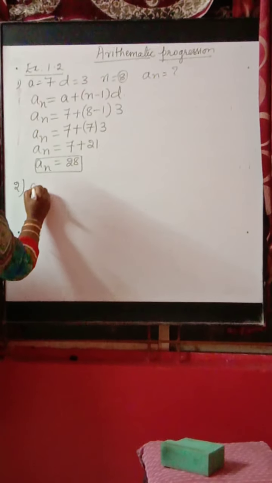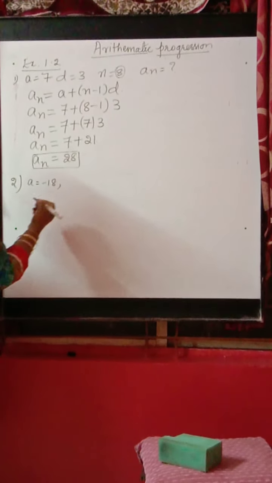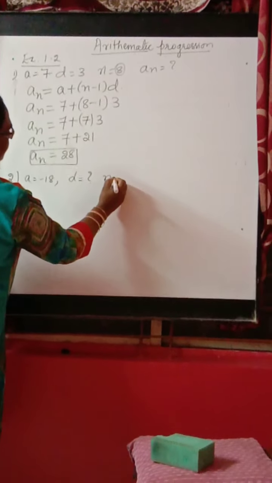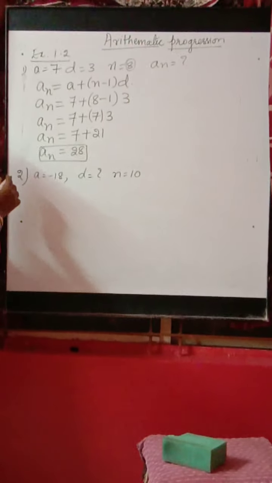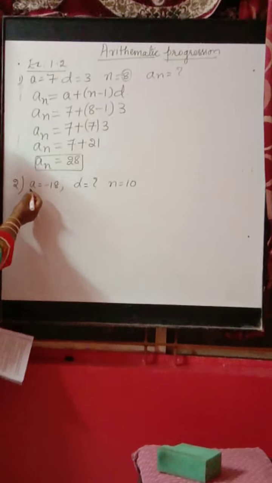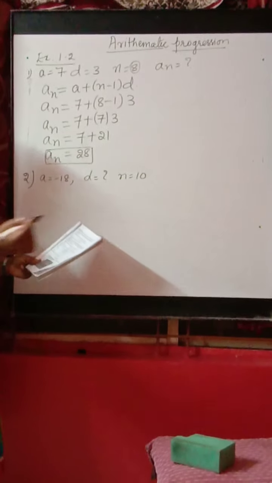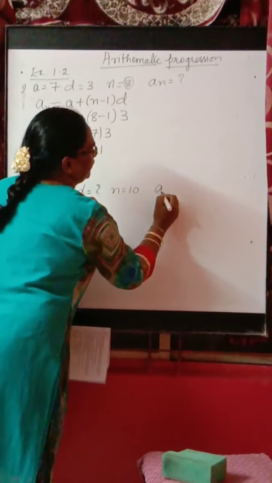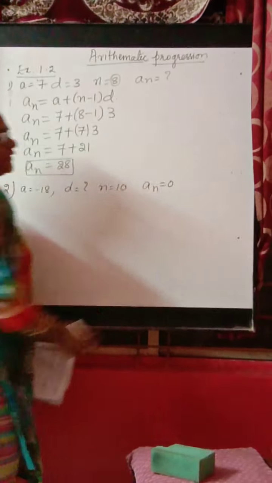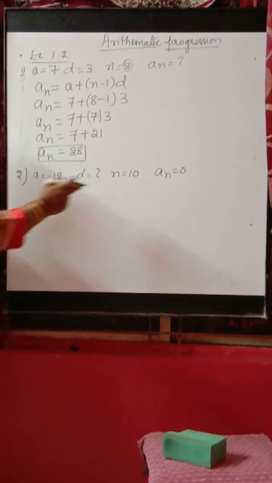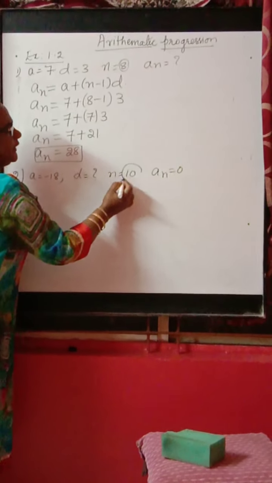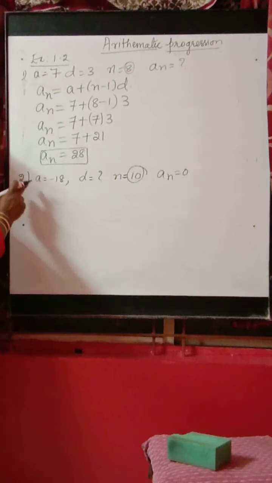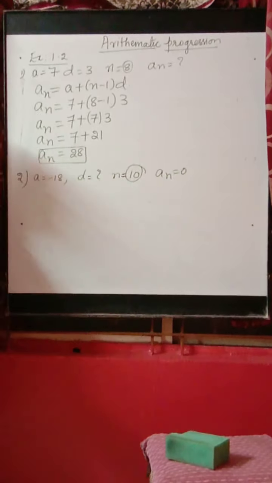In the second problem, they have given A is equal to minus 18, D is equal to question mark, number of terms 10. The value of A is minus 18. D you have to find out. There are 10 terms in the sequence and the 10th term is 0. Here the value of the 10th term, AN, is given. Since you have 10 terms, the value of the 10th term is 0. First term is minus 18. You have to find D.